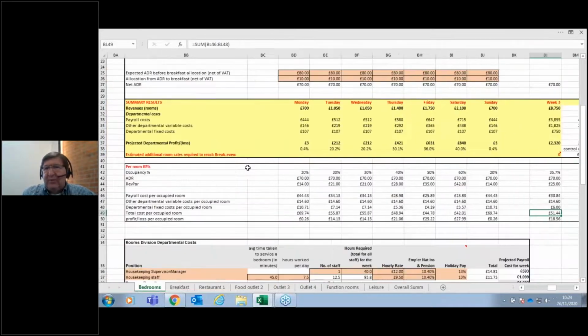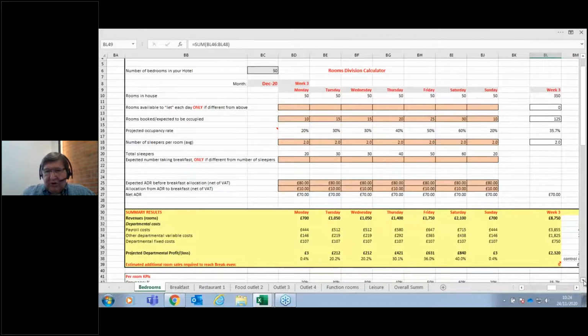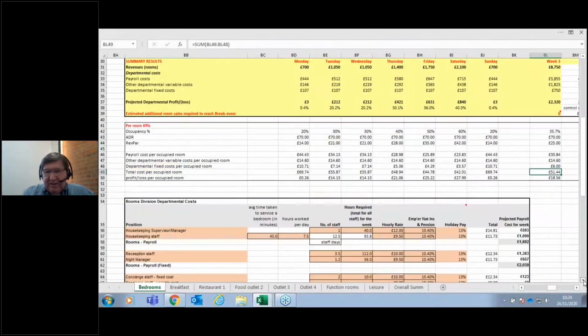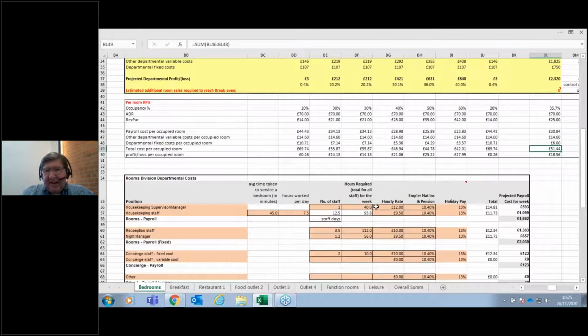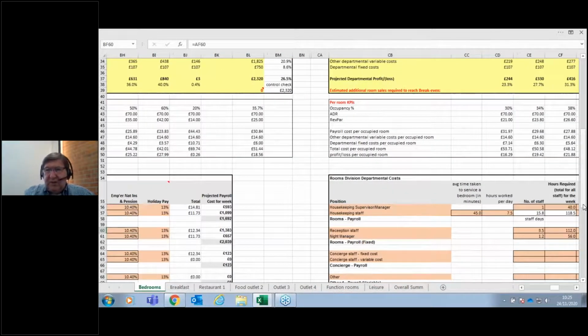Week 3 and week 4 run on the same format. Everything's dragged across again from the prior week, other than the number of room sales, the number of sleepers, and the number of hours that your staff work in each department. And again, you may decide that if it's a slow week, you don't really need 40 hours of housekeeping supervisory or manager, or maybe you don't need the same number of staff on in reception or whatever. You know your business better than me, so that's the sort of decision that you should be making.